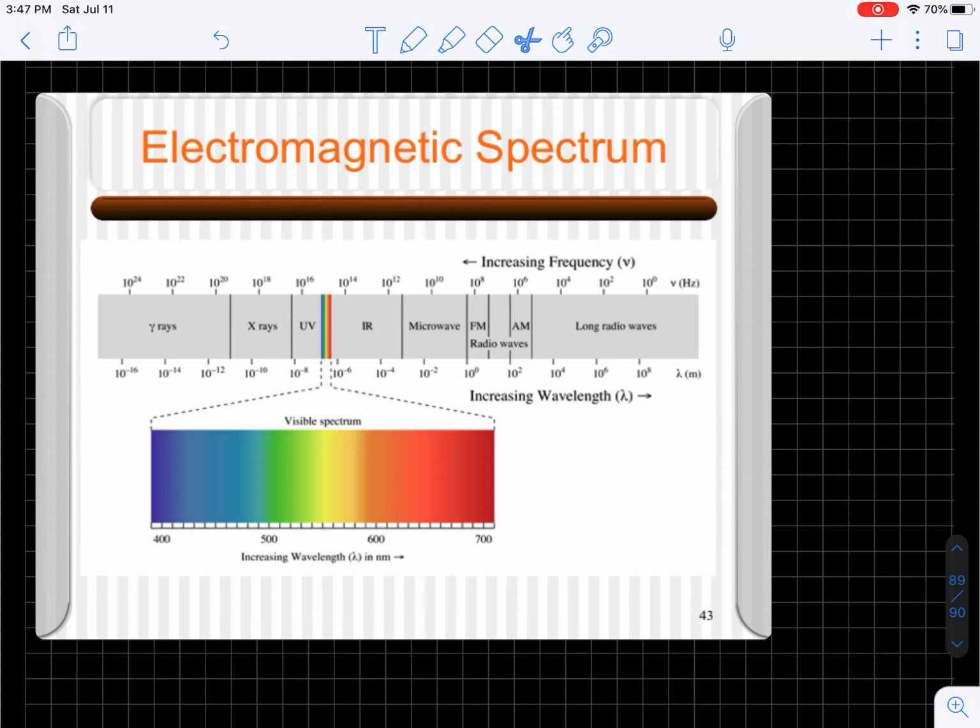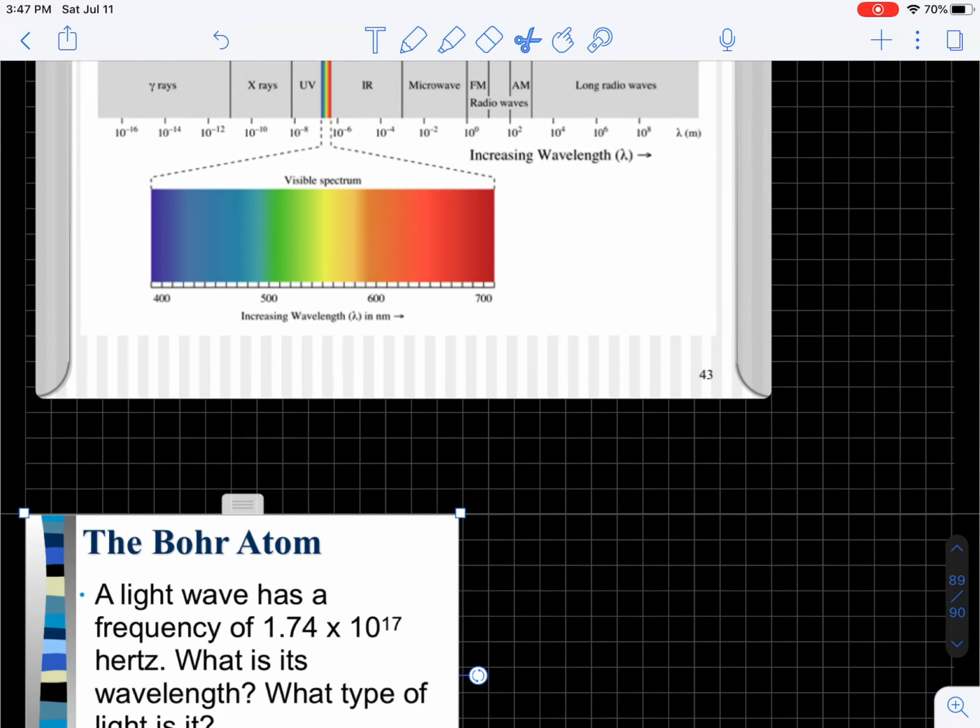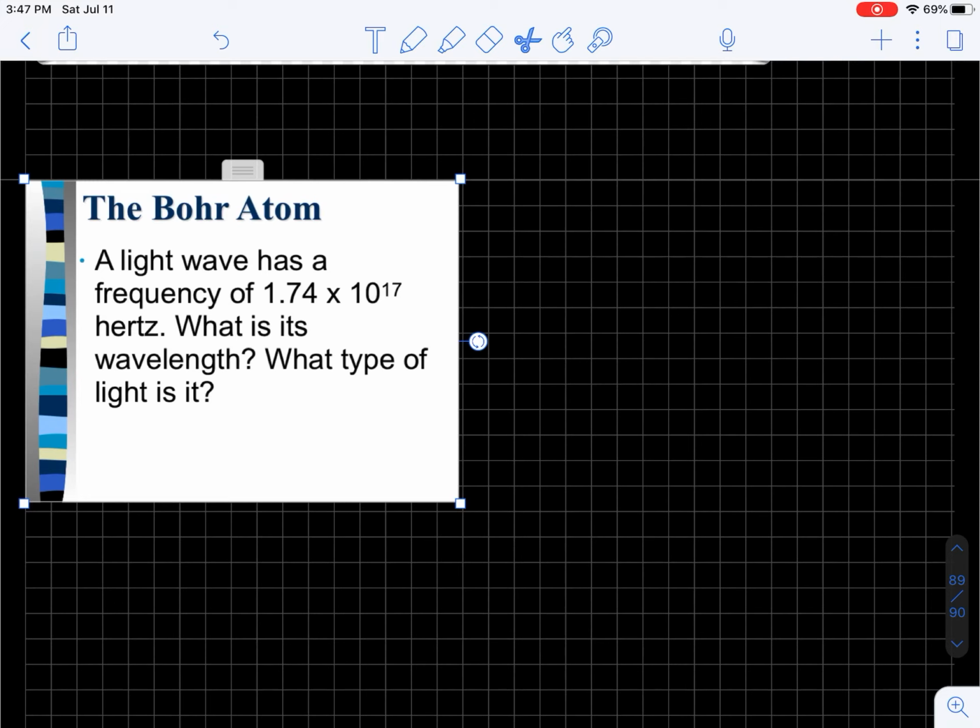Okay, last video for chapter 4 and 28, we had left off talking about the electromagnetic spectrum, that electrons vibrate and create light. And depending upon the wavelength and the frequency, you have different forms of electromagnetic waves. So they give you a question like this on a test. Hey, here's the frequency of a light. What is its wavelength? What type of light is it?